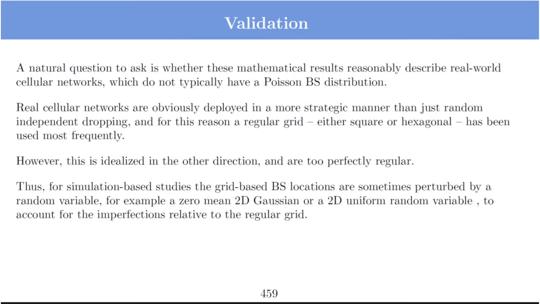If you talk about real cellular networks, they are deployed in a more strategic manner than just random deployment. While in the Poisson base station distribution, if you see, some of the base stations can be very close, some of them can be very far away, because the points are all independent, they can be anywhere. For this reason, real cell networks are closer to something like a regular grid, like they can be put in a grid of squares or the hexagonal grids which you have seen earlier.